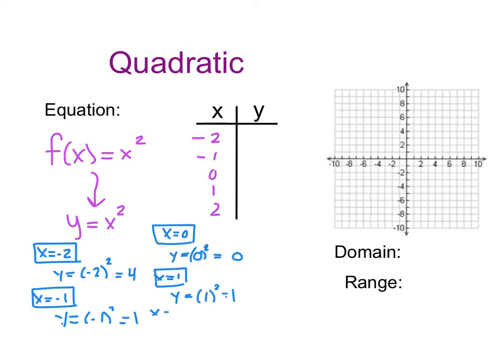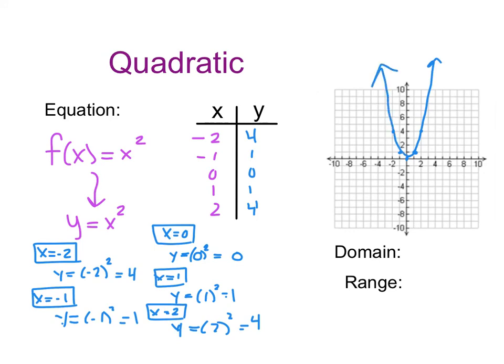And then we move on to x is equal to 2. So we have y is equal to 2 squared. Well, 2 squared is equal to 4. So if I pair those up in my table, I have 4, 1, 0, 1, 4. So then from here, I go over and I plot those points. So x is -2, y is 4; x is -1, y is 1; 0, 0; 1, 1; and 2, 4. So from here, I can draw my graph. And I can see that I have that general U-shaped graph.